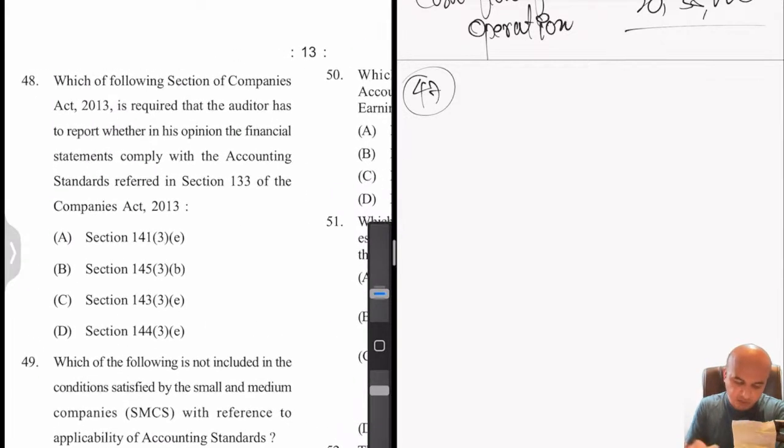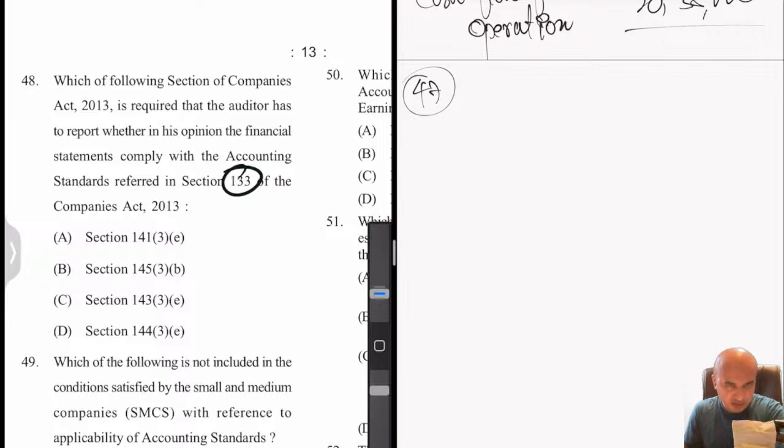Moving on. Question number 48. Which of the following sections of Companies Act 2013 is required? The language of the institute is so horrible. The grammar. Anyway, what can we do? Which of the following sections of Companies Act 2013 requires that the auditor has to report whether, in his opinion, the financial statements comply with the accounting standards referred to in section 133 of the Companies Act?